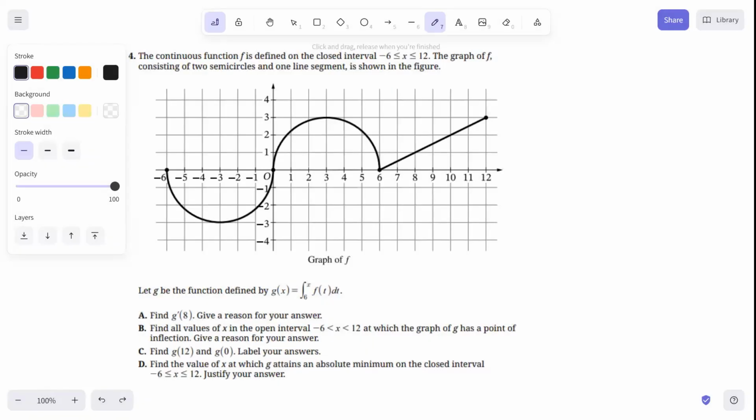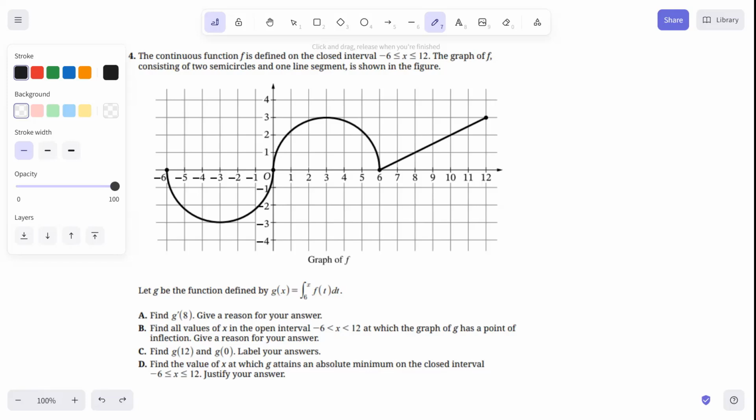All right, number 4, we have a graph of a semicircle, another semicircle, and then a line segment. G is the function defined by g of x being the definite integral from 6 to x of f of t dt. That's going to be important to remember. Part A, find g prime of 8. Give a reason for your answer.